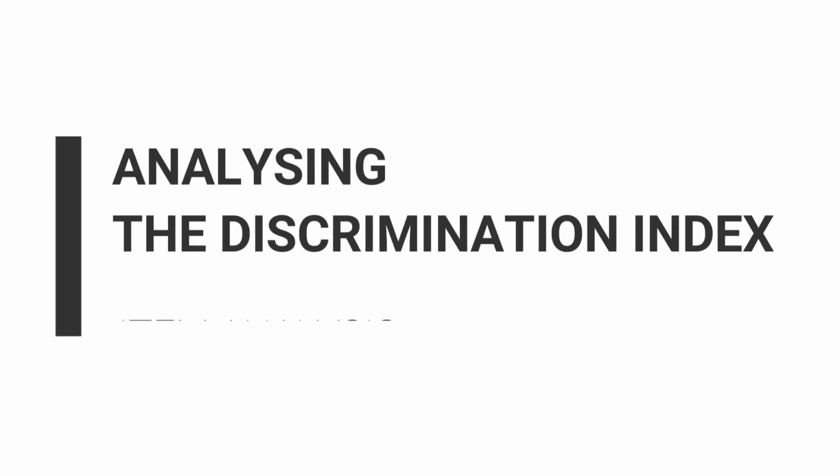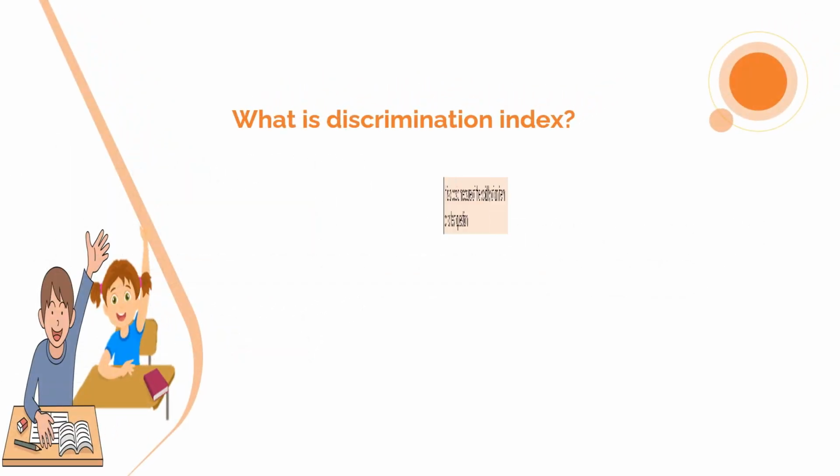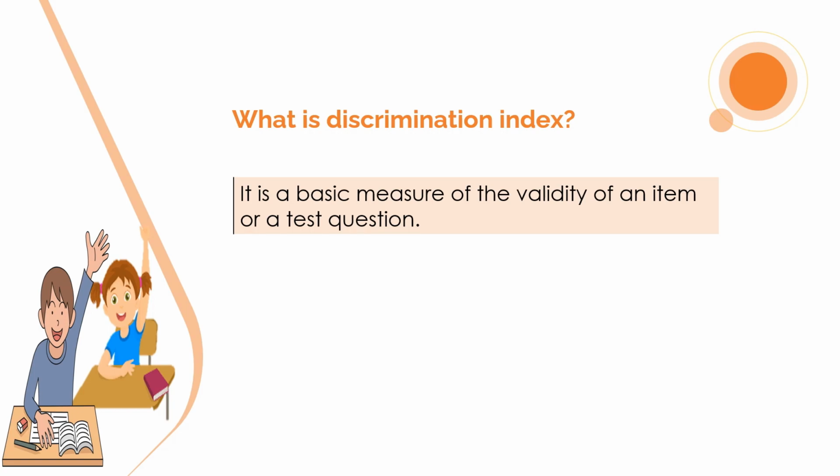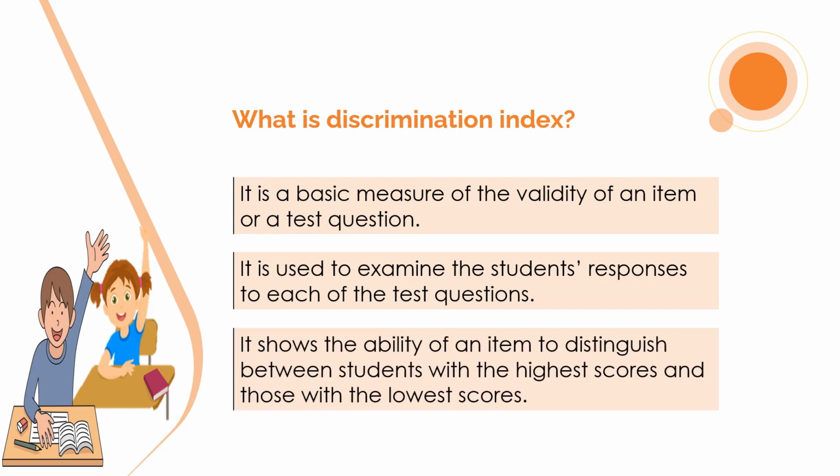One of the important aspects of item analysis is the discrimination power or discrimination index. But what is the discrimination index? Well, the discrimination index is a basic measure of the validity of an item or a test question. It is used to examine the students' responses to each of the test questions. The results of the analysis show the ability of an item to distinguish between the students with the highest scores and those with the lowest scores.